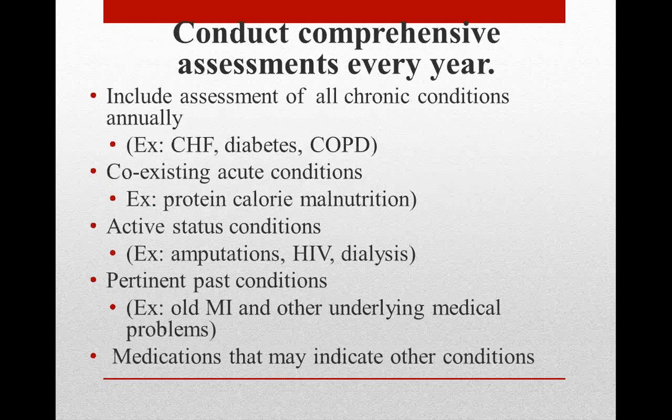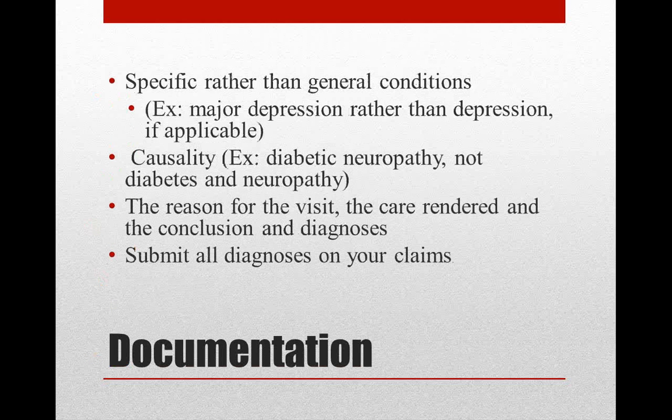So each year, what we usually do here is we do assessment of all our chronic conditions, CHF, diabetes, COPD, the coexisting ones we talked about, nutrition, the active status conditions, the amputations, the past medical conditions, MIs, things like that, and then look at the medication list to see if there's any conditions you may have missed. Specific rather than general, major depression rather than general depression. Causality, we want to make sure if the diabetic has a neuropathy secondary to diabetes, we document that.